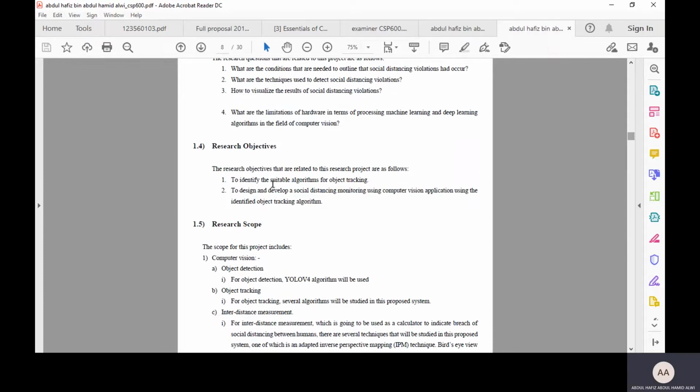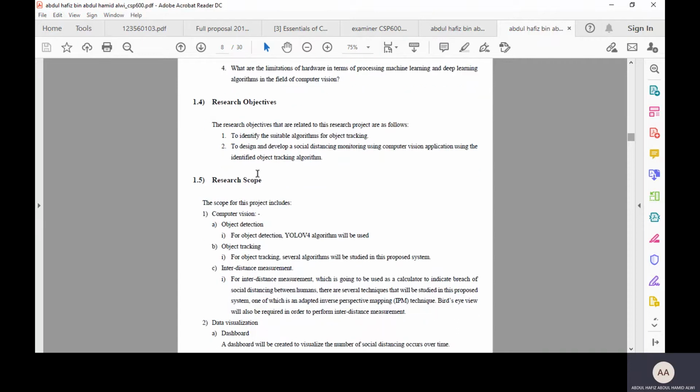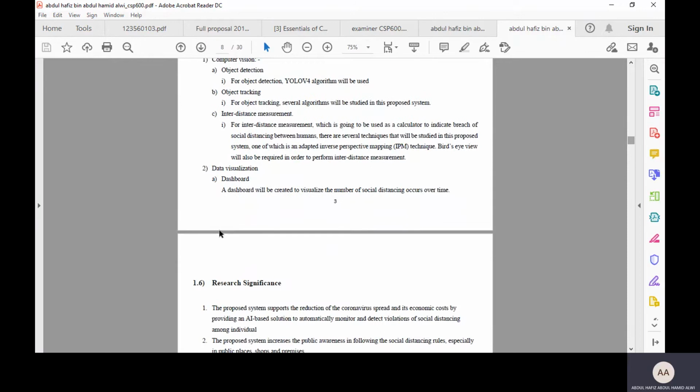For the research objectives: first, define suitable algorithms for object tracking, and second, design and develop a social distancing monitoring system using the identified object tracking algorithm. The first and second objectives are actually related, and to achieve the second one, you have to achieve the first one first. Our research scope is computer vision and data visualization.